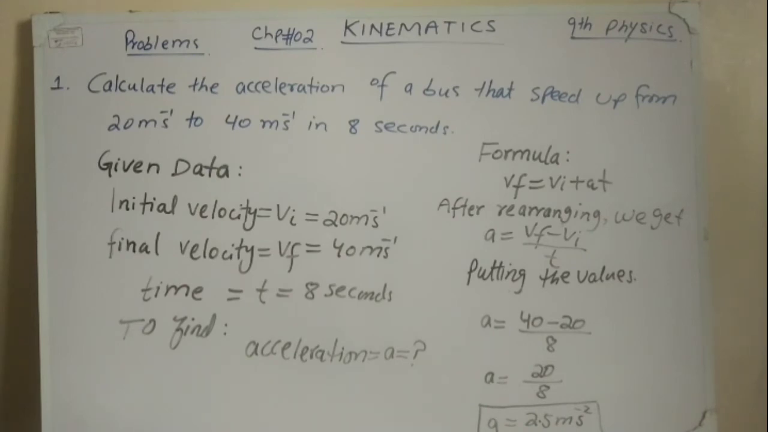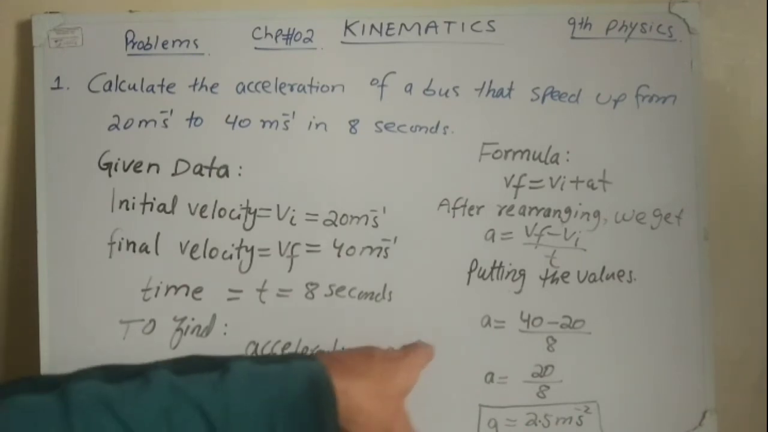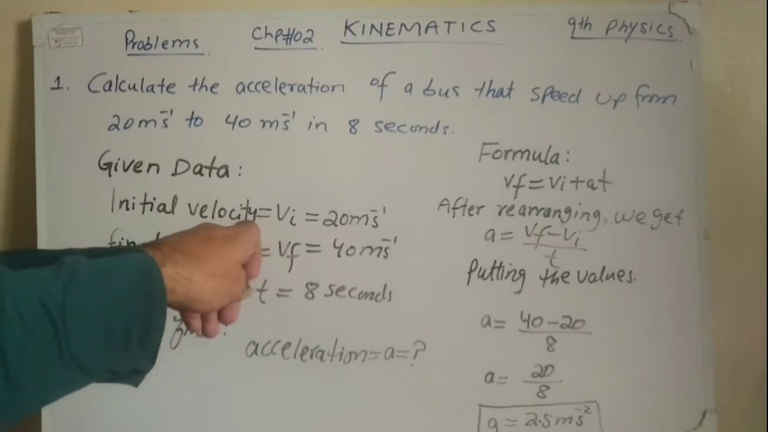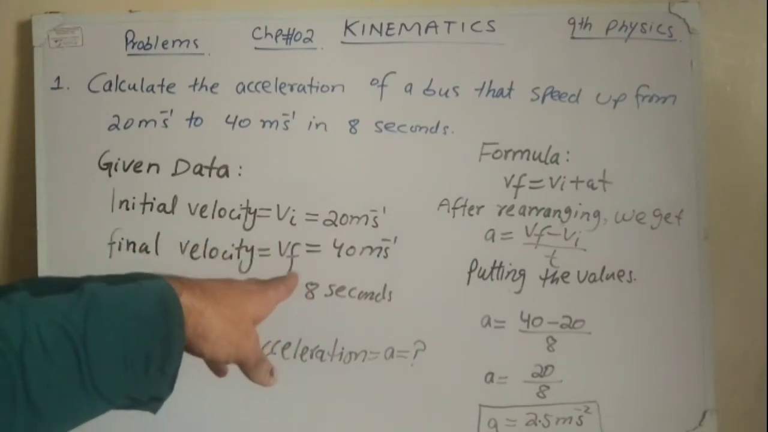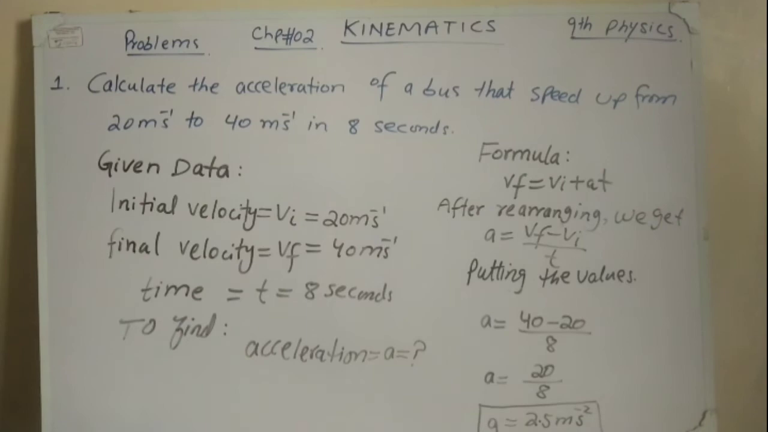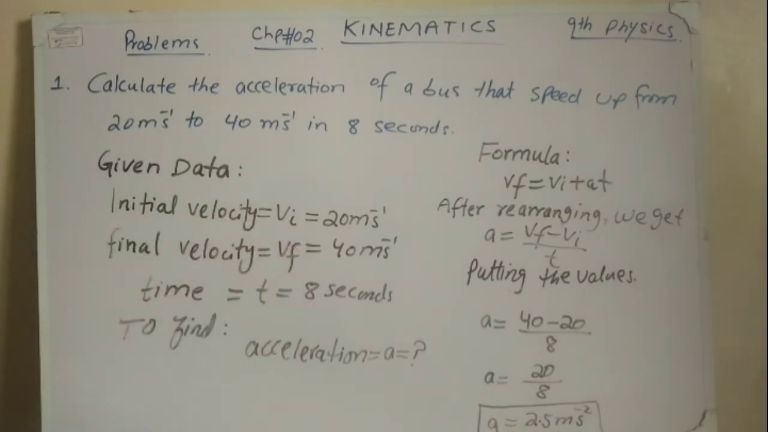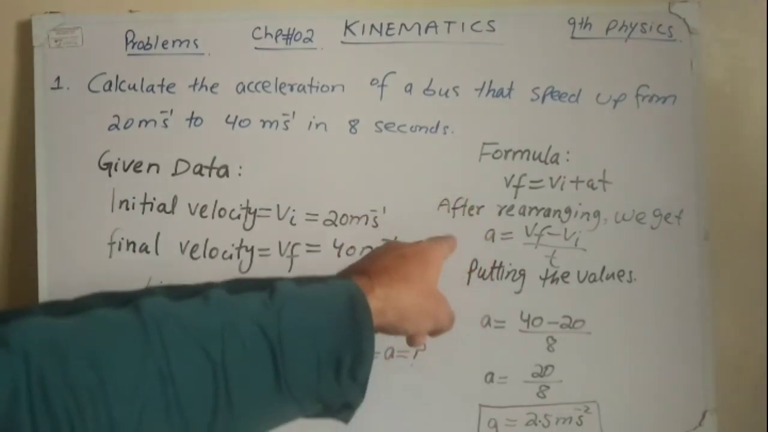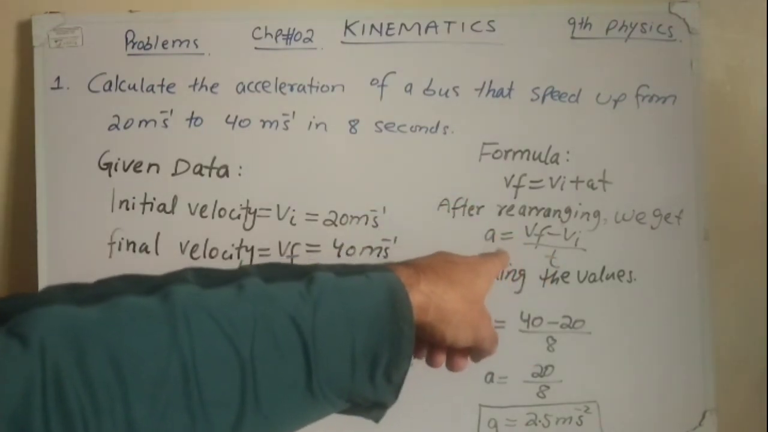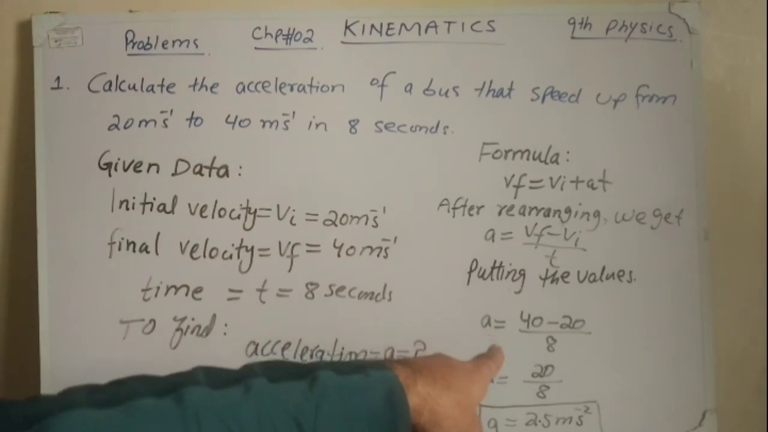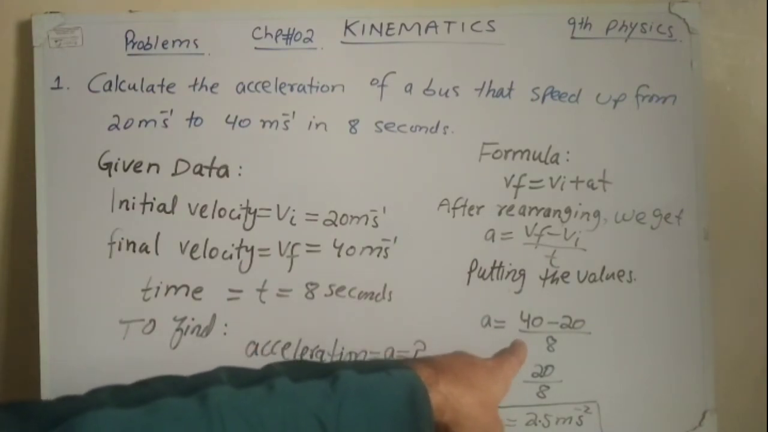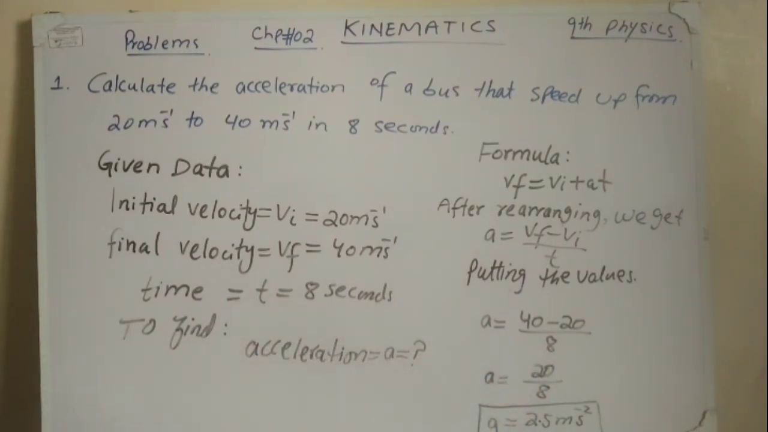So we will be putting the values. We are given vf, that is 40 meter per second, and vi is, sorry, it is 20 meter per second. We put the values in place of their symbols. So we got this one, a is equal to 40 minus 20 upon 8. So when we subtract 20 from 40, we get the value 20 upon 8.